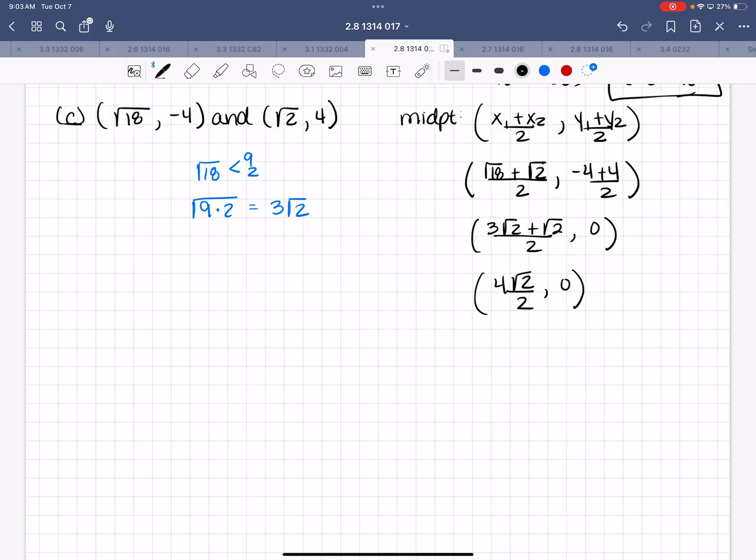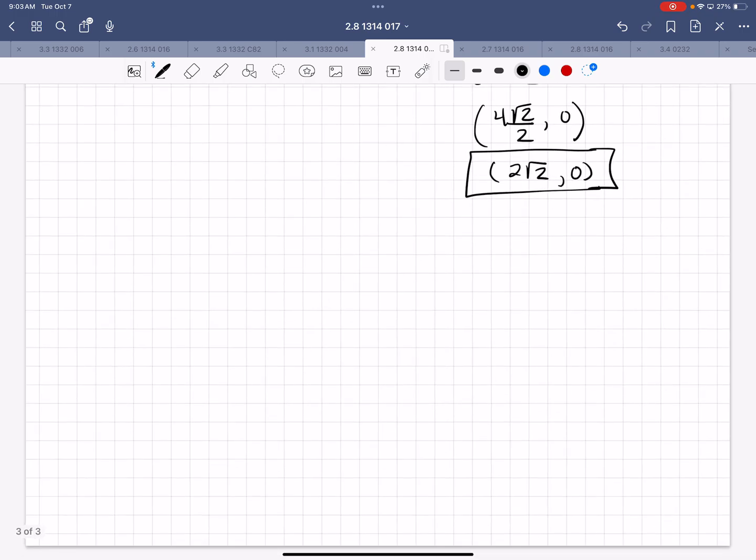So 4 square root of 2 divided by 2 is really 2 square roots of 2. Guys, the 2 in the denominator can divide into the 4. It cannot divide into the square root, because in order to divide into the square root, you've got to be in a square root. Outside goes with outside, inside goes with inside. So I get 2 square root 2. Okay, good job.